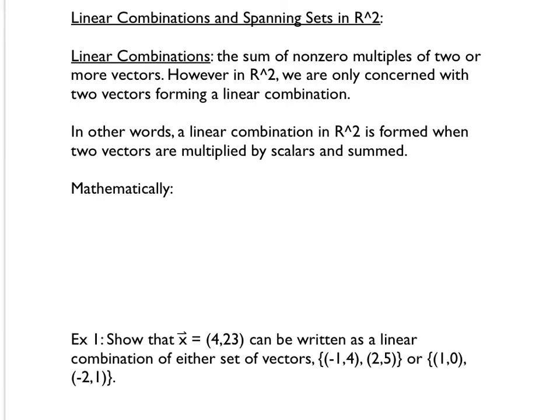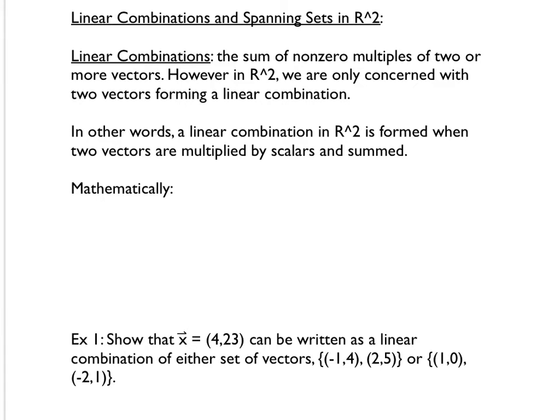Today we're going to talk about linear combinations and spanning sets in R2. So a linear combination is an important concept in linear algebra. It's defined as the sum of non-zero multiples of two or more vectors. However, in R2, we're only concerned with two vectors forming a linear combination.